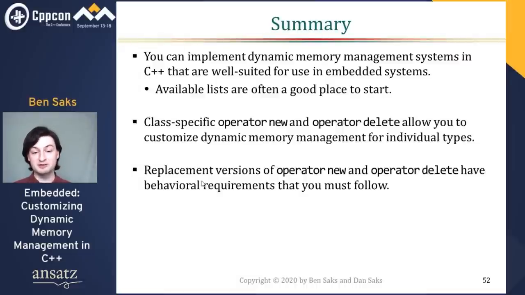The available list system is one place that I see a lot of systems use. It's often a good place to start. Not necessarily the only solution you can use. You can use the class-specific operator new and operator delete to customize dynamic memory allocation for specific types and optimize the allocation of those types specifically. But when you replace operator new and delete, remember that there are certain requirements that the replacements have to meet.